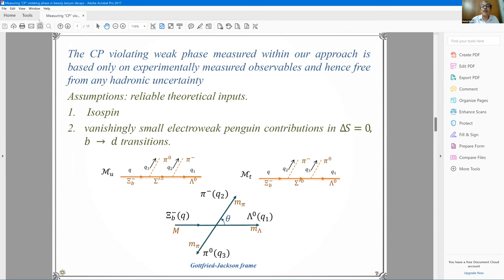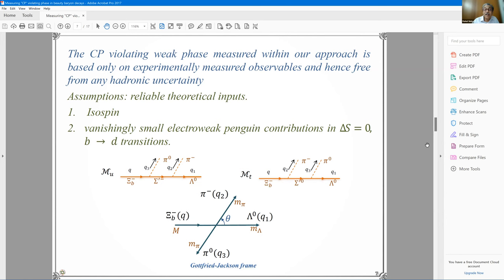Now, the CP violating phase measured in our approach is based only on experimentally measured observables, and hence free from any hadronic uncertainty. We make only very reliable theoretical assumptions. One is isospin with two pions, and then there is a vanishingly small electroweak contribution in the delta equal to zero B to D transitions. And as I said, there are two intermediate states possible if I'm looking at lambda zero pi zero pi minus. One is the sigma prime minus, and the other is sigma prime zero. And there's the U channel and the T channel, because I have Q1 and Q2 and Q1 and Q3 here. And we work in the Gottfried-Jackson frame, where this angle theta defines the angle between the pi minus and the lambda.